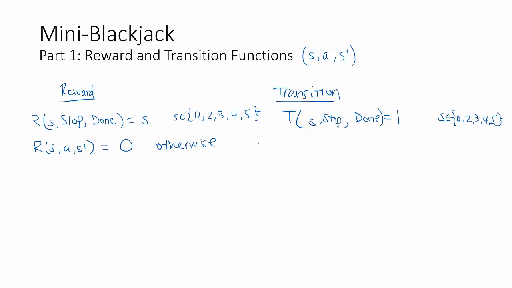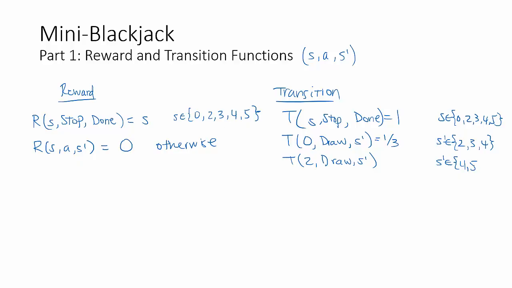Okay, so now let's think about the case where we start at 0, we take the action draw, and we land in some state S prime. Well, what states can we land in? We can land in 2, 3, and 4. And each of these occurs with probability 1/3. Now let's consider starting at 2 and taking the action draw. In this case, the possible successor states are 4 if we draw a 2, 5 if we draw a 3, and we land in the done state if we draw a 4. And each of these also occurs with probability 1/3.